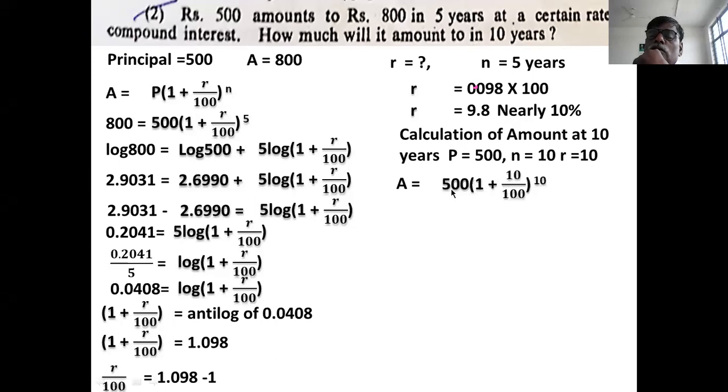So A is equal to P, which is 500, times 1 plus R, which is 10, divided by 100 raised to N, which is 10 years. So A is equal to 500 into 100 plus 10. Someone asked me how this 100 comes. You take the LCM. 1 is nothing but 1 divided by 1. If you multiply by 100 divided by 100, its answer is 1. Therefore, if you want to add with this, you take 100 as the LCM.